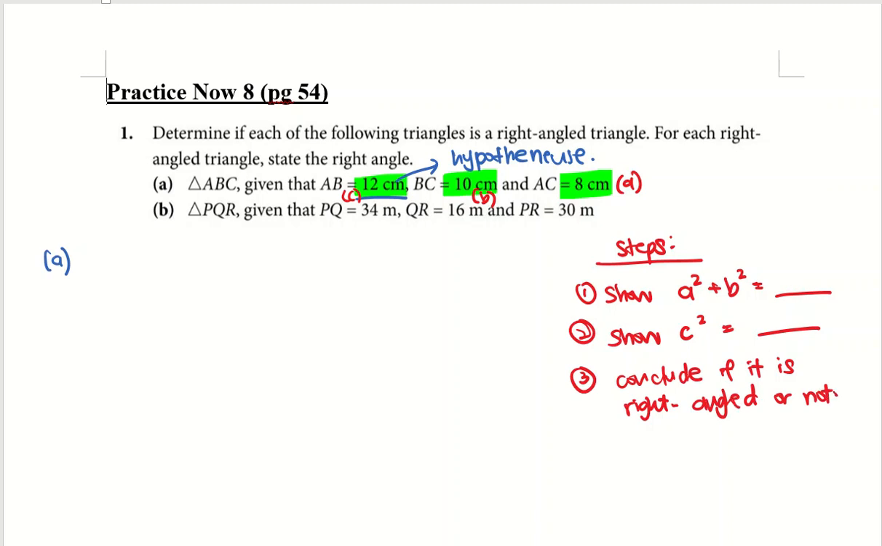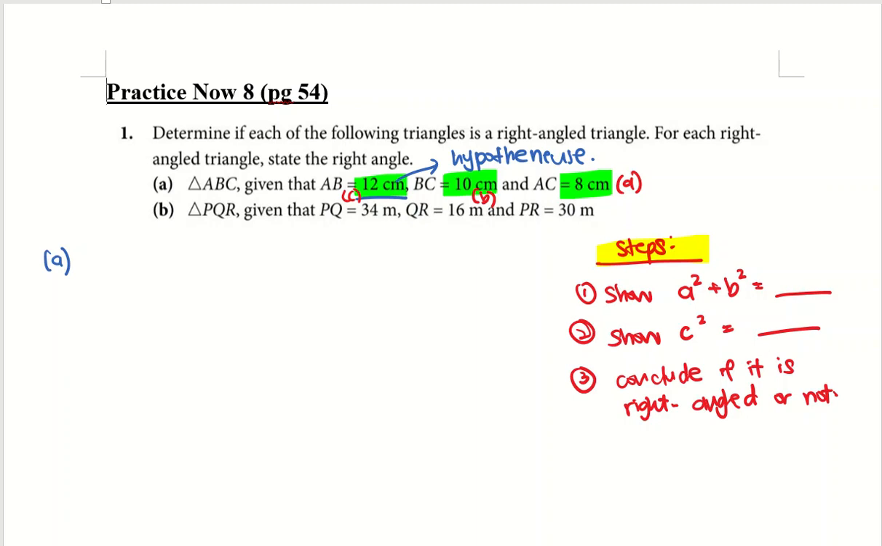I will use question number 1, part A to show you an example of how we apply this converse of Pythagoras theorem. I'll give you some time to jot down the steps first. If you are not done, please feel free to pause the video. Once you are ready, you can continue playing.